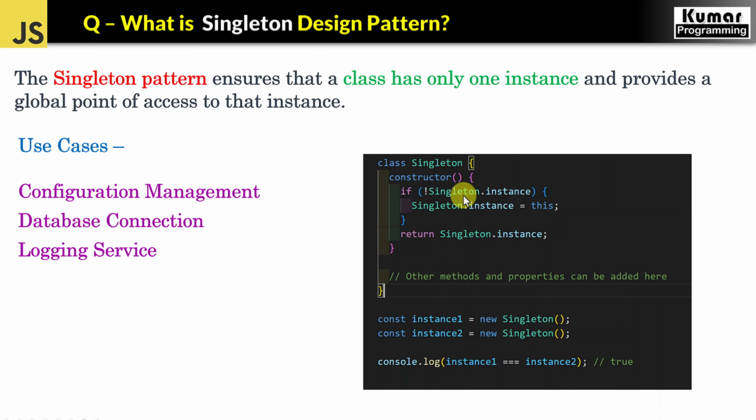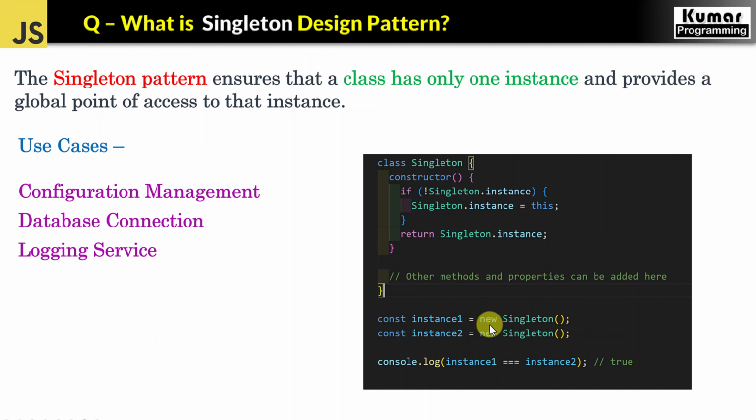Here we are checking singleton dot instance. It means it's checking whether we have an instance of this singleton class or not. If we don't have one, then it will go inside and assign this object to the singleton instance. Otherwise, it will return the singleton instance.